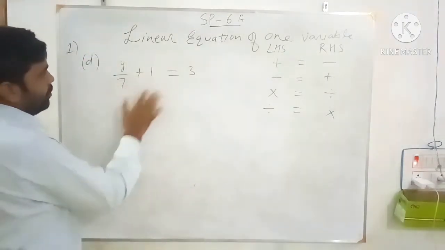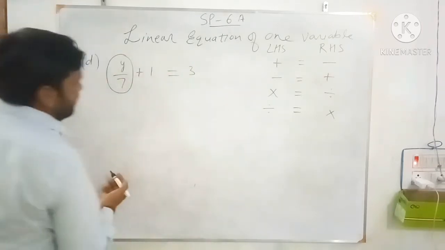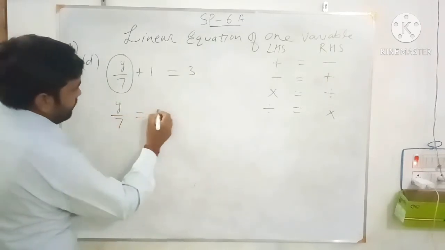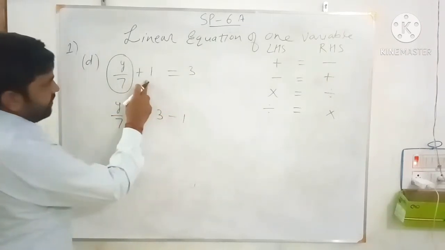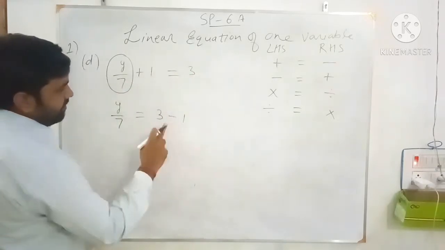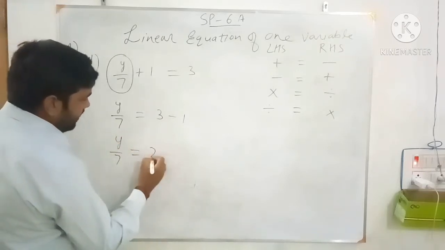Left hand side containing two terms. So leave this term alone on the left hand side. Transpose this plus 1 to the right hand side. So y by 7 equals 3 minus 1, because plus 1 is transferred to the right hand side, so plus will convert into minus 1. Now y by 7 equals 3 minus 1, which gives you 2.